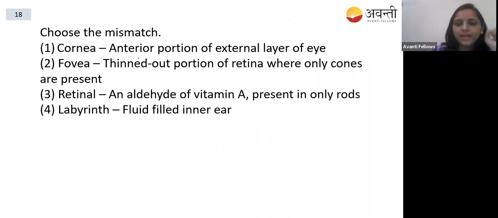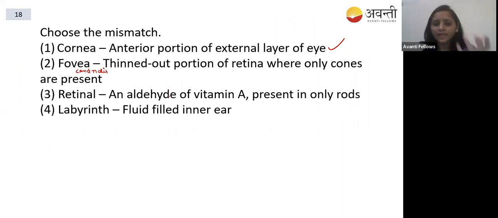Cornea. That is the anterior portion of the external layer of the eye. Yes, so that is correct. Here you can see the anterior portion, that is the external layer of the eye, that is correct. Then coming to the fovea, the fovea centralis also we can call it.